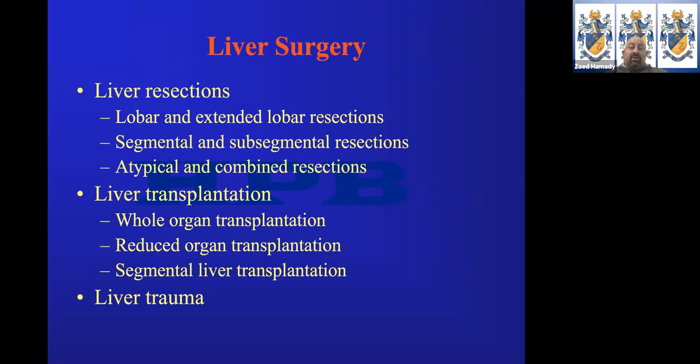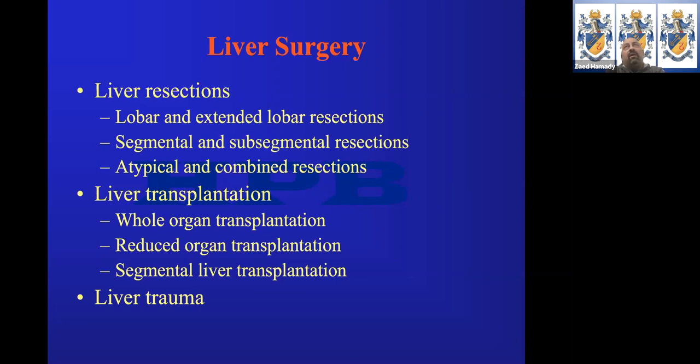So liver resections can be lobar, single lobe liver resection, or extended lobar resections, and segmental and subsegmentals. The argument whether it is better oncologically to do anatomical resection versus segmental resection has been debated in many publications, which suggest that the anatomical resection is better. But actually, with colorectal liver metastasis, there was no difference.